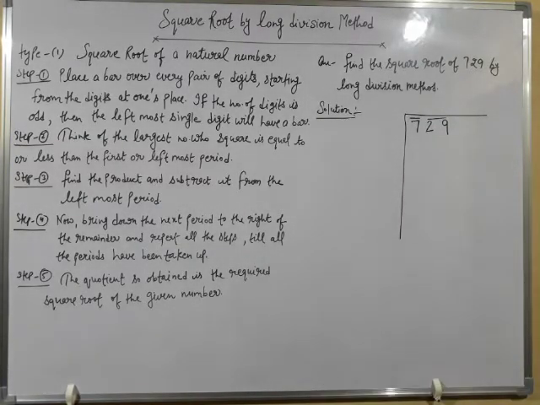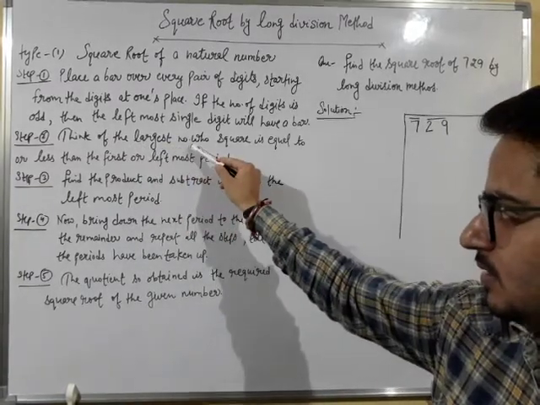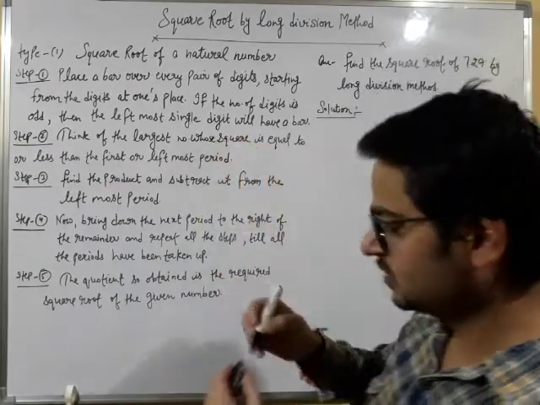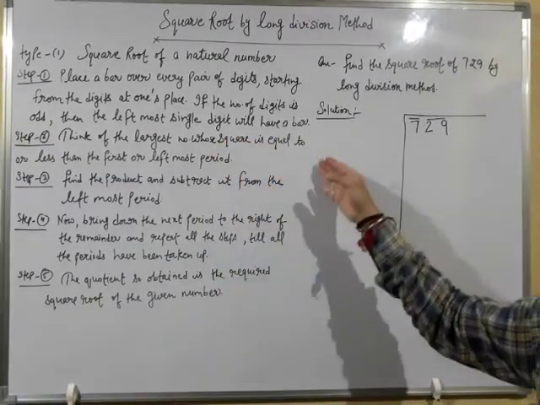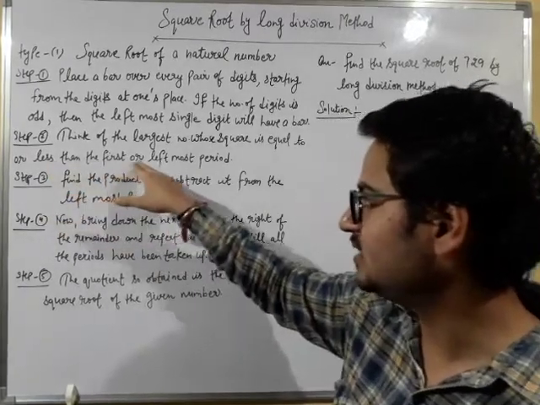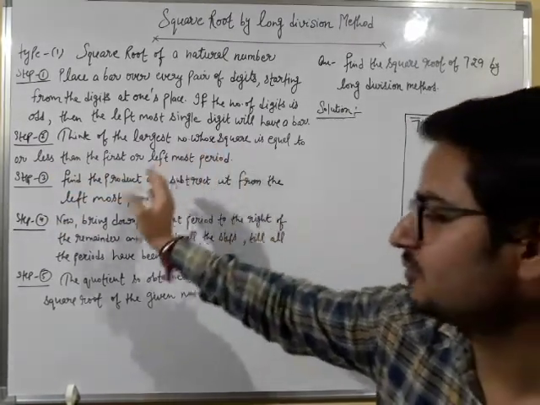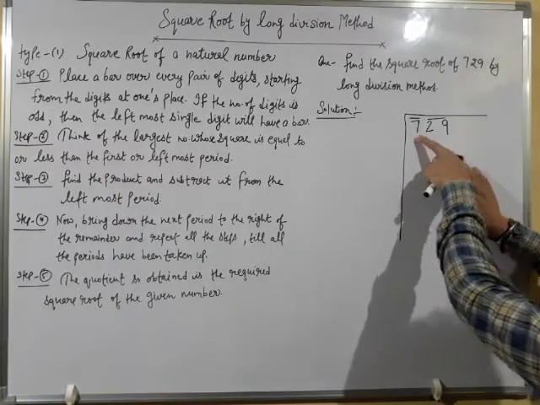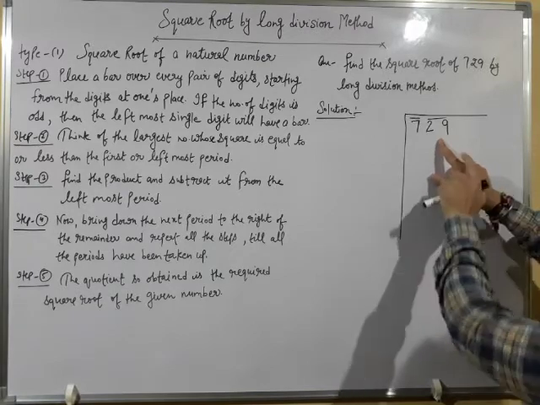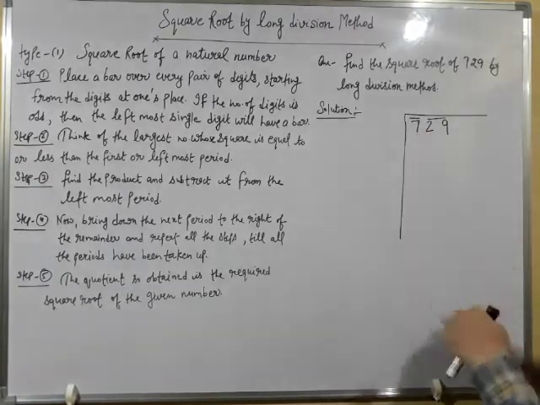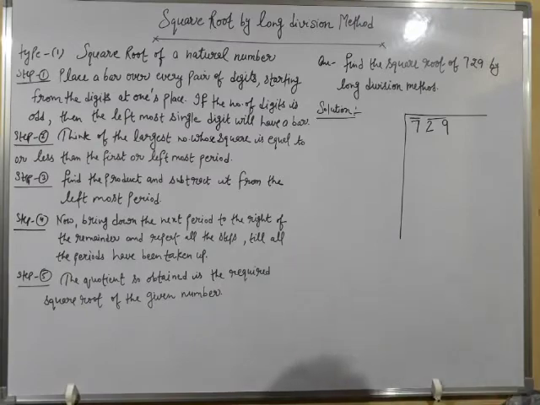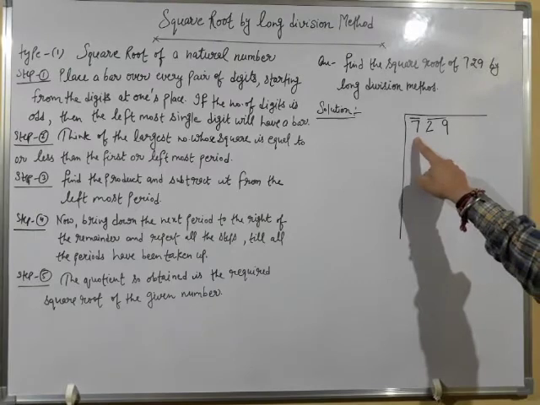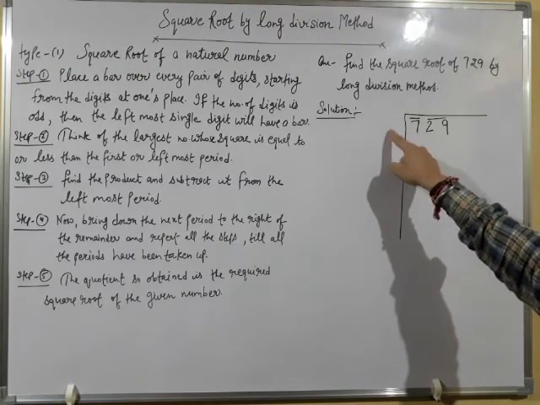Step number 2. Think of the largest number whose square is equal to or less than the first or the leftmost period. Here the leftmost period is 7, because the rightmost period is 29 and the leftmost period is 7, and we have to select the largest number whose square is equal to or less than 7. So we will start with 2.